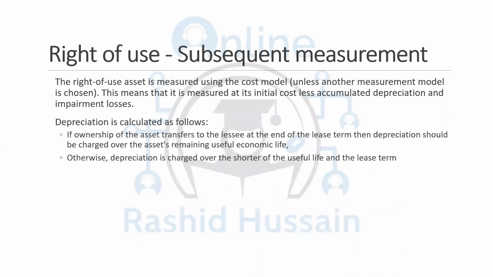Now we have the subsequent measurement of the right of use asset. What you are going to do is depreciate the right of use asset. For depreciation, you need the denominator, the number of years over which you're going to depreciate it. The right of use asset is measured using the cost model, which is the cost minus its depreciation minus impairment.